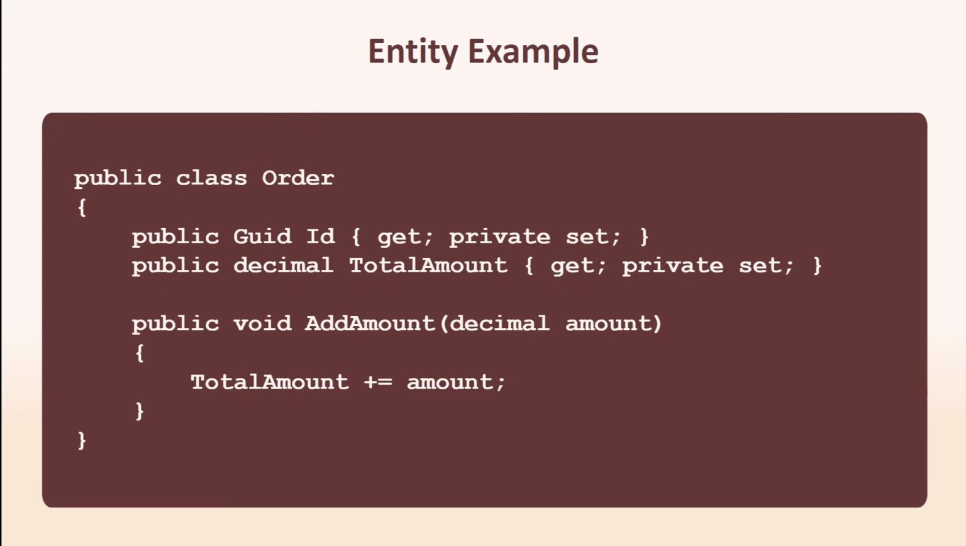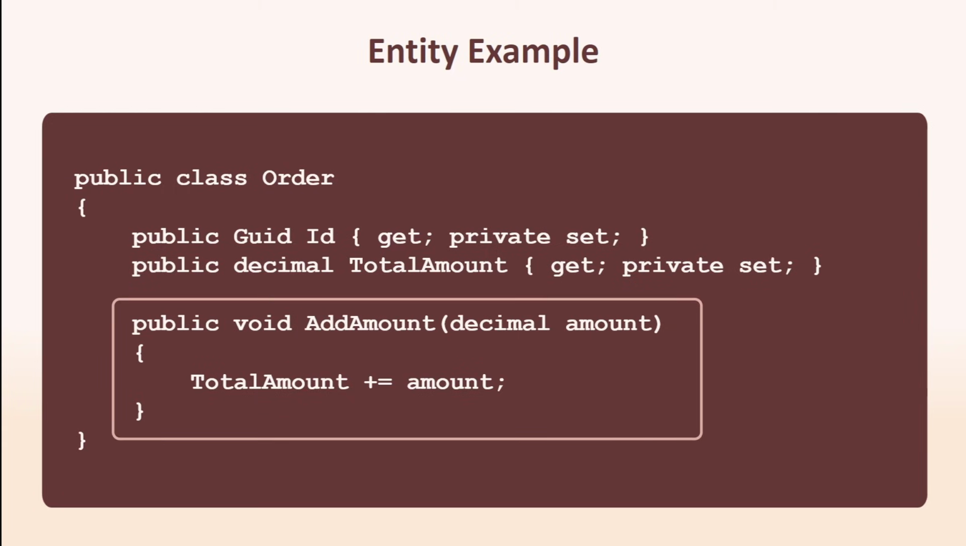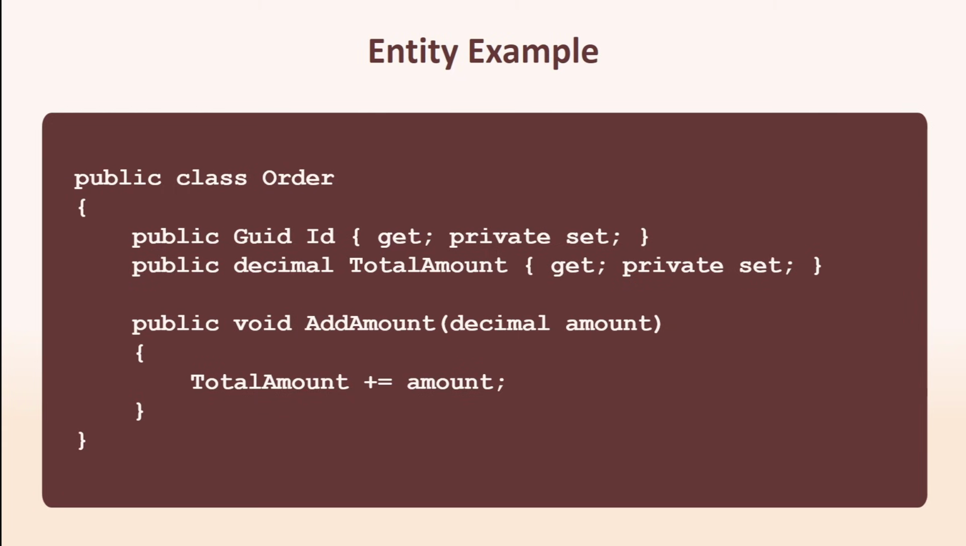Here, we have an order class. The most important part is the ID. This is what gives the order its unique identity. Even if the total amount changes, it is still the same order because the ID stays the same. The add amount method shows that an entity can change over time. The important thing to understand here is that the entity's data changes, but its identity doesn't.